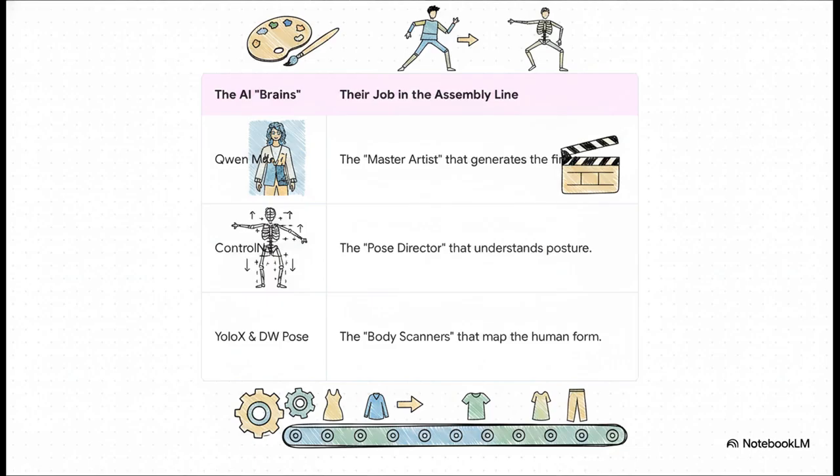It figures out the person's exact posture. And then you have models like YoloX and DW Pose. These are the body scanners that map out the human form. It's a whole team of specialists, each doing one thing really, really well.